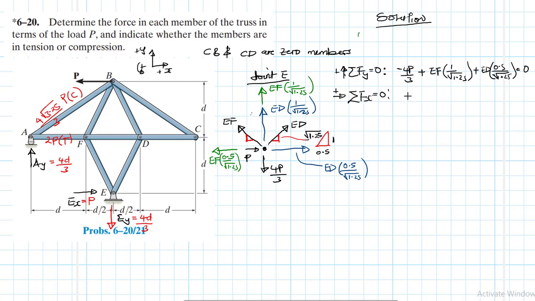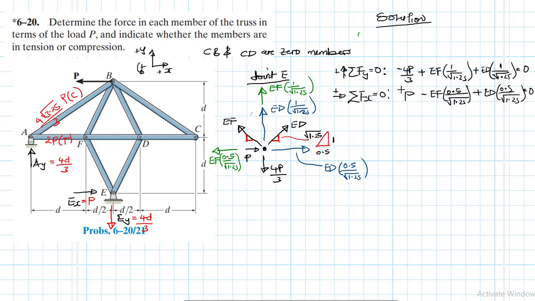Summation of forces in the x direction. So we have a positive P, and then we have a minus EF by 0.5. Sorry. Here it is ED 1 over that. All right. So EF over root of 1.25. Then we have a positive ED, which is 0.5 divided by root of 1.25 equal to 0. Okay, so there we go.